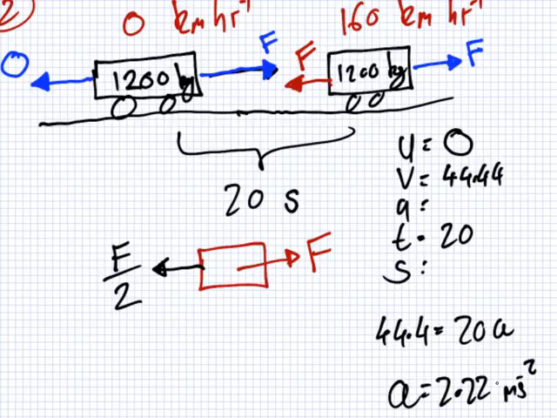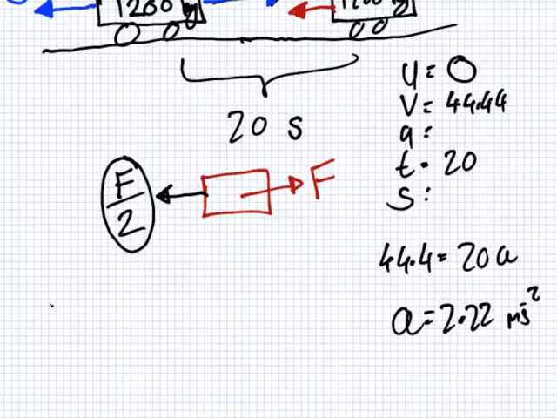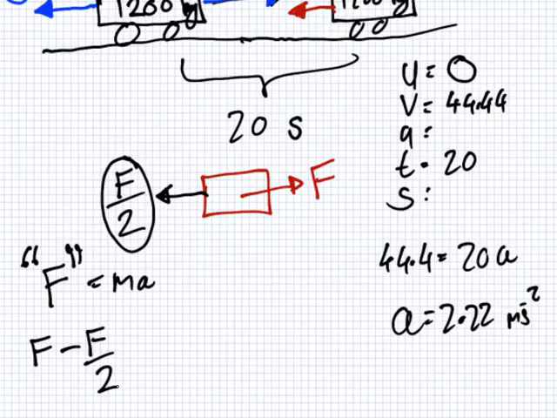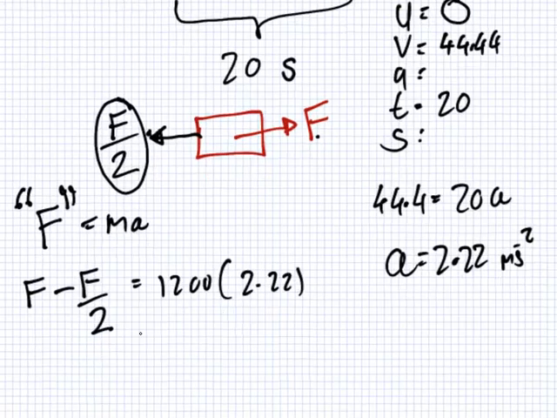So this here is what we want. We multiply the acceleration by the mass. We say F equals ma, but remember this F is the total F. So what's the total F here? It'll be F minus F over 2, because it's this minus this one. And what's the M? 1200. And what's the A? 2.22. So we can get F over 2, which is actually what we want, funny enough, is equal to this.